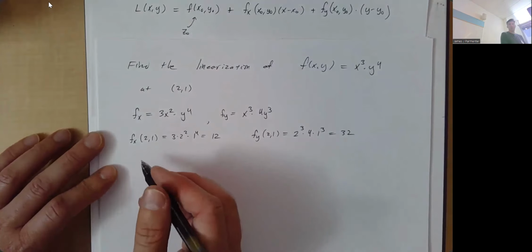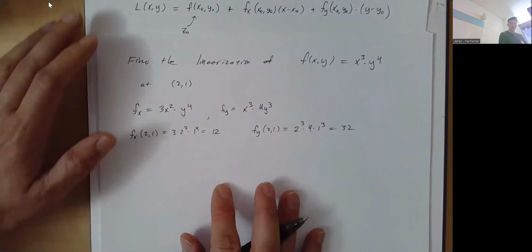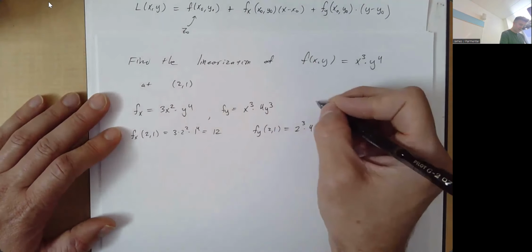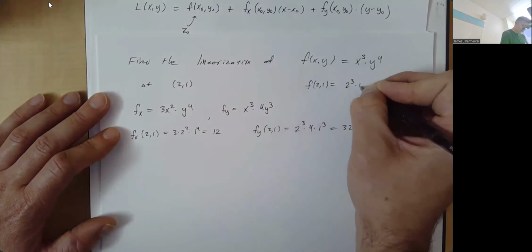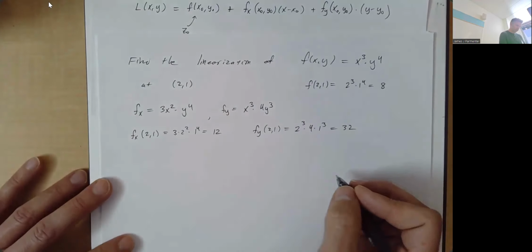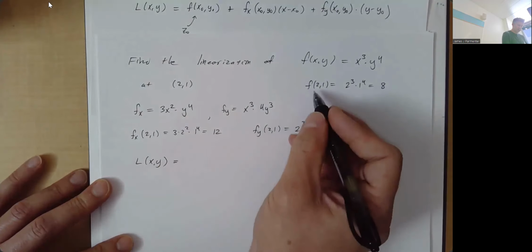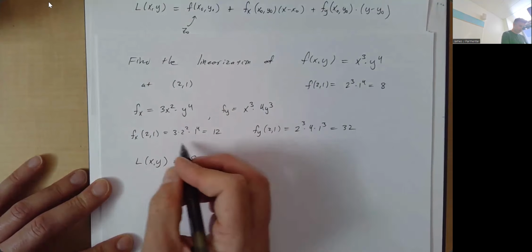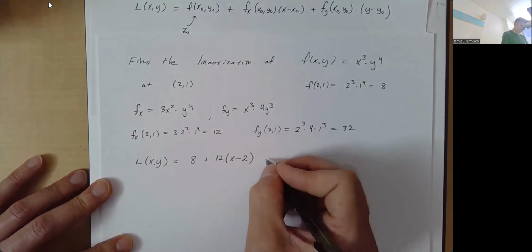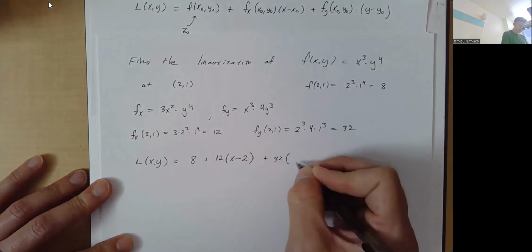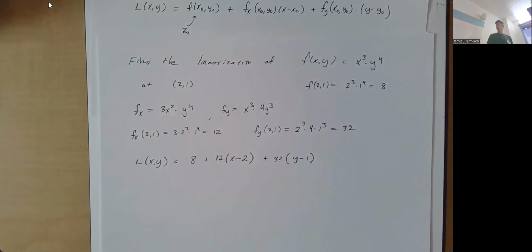And then I'm going to write it all out. So I probably should also find f of 2, 1, right? Because I need the f of 2, 1. That's the first piece right there. So f of 2, 1 is 2 cubed times 1 to the fourth, which is just 8. So writing out my linearization here, L of x y, it's going to be f of 2, 1 plus the derivative in the x direction times x minus the x value plus the derivative in the y direction times y minus the y value. And that's the whole thing.